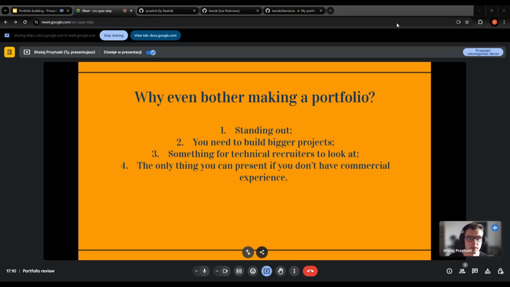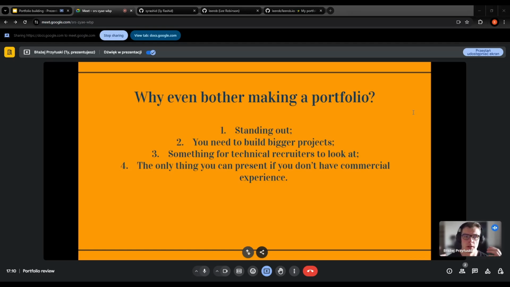That's why it's very important to stand out, because in this day and age there are quite a lot of people trying to get into IT. However, it is very hard to stand out. That's why you need to use every opportunity that you have to really stand out, and one of those is building out a portfolio. The second reason is that you need to build bigger projects. Without a portfolio, without building any sort of project, you will not be able to really do it, right?